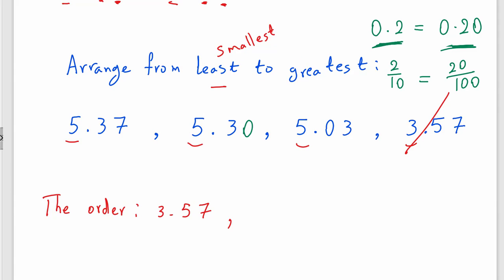We said that we will compare the tenths. The tenths we have here: 3, 3, 0. We want the smallest. So the smallest is this one, because it has 0 in tenths, but the 2 other numbers, they have 3 in tenths. So the next number should be 5.03.